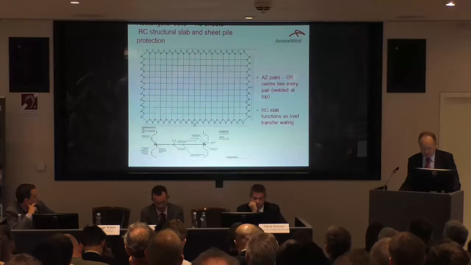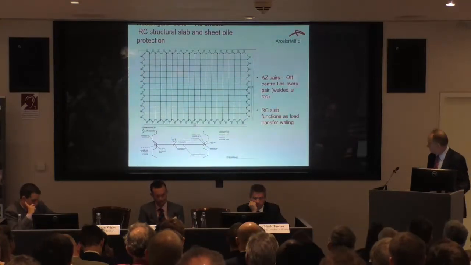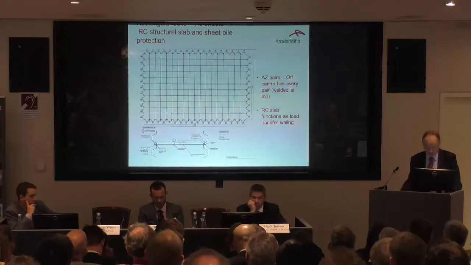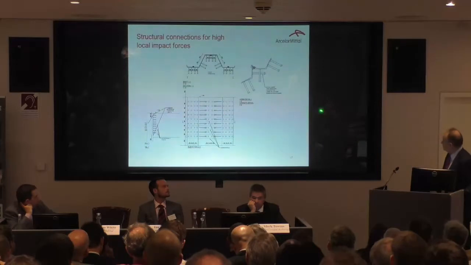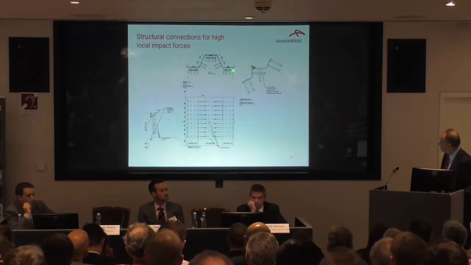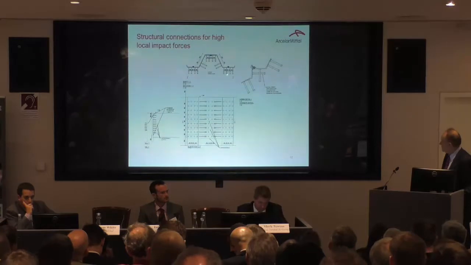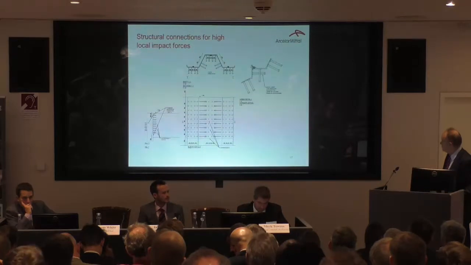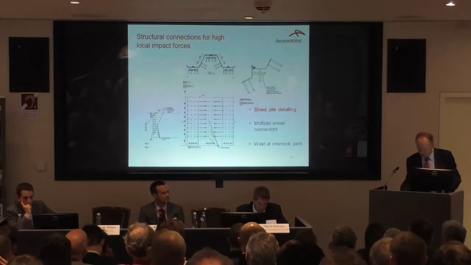and the RC slab functions to transfer the load directly as a walling and make the structure act monolithically at that level. So the actual details on the connections of the concrete to the sheet, very often in this case you will have multiple shear connectors. Here we have about 144 per pile over 2 meter thickness.